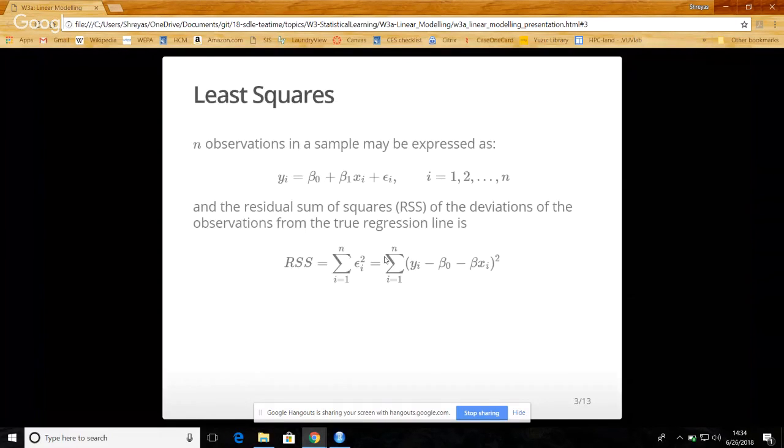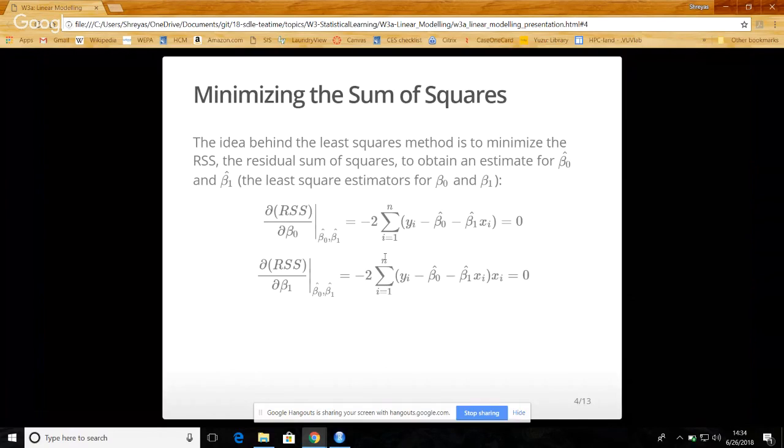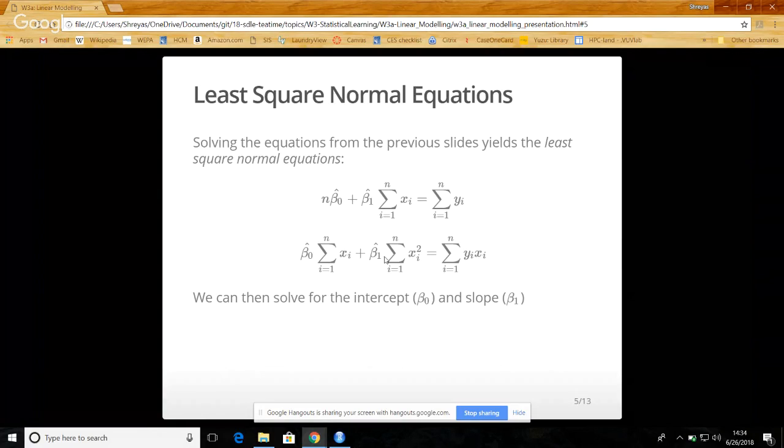That's the goal. And the way you go about minimizing that is you just take the derivative and set it to 0, and you get these two equations. And then if you simplify them, you get the least squares normal equations. And once we've reached here, we can solve for beta naught and beta 1.